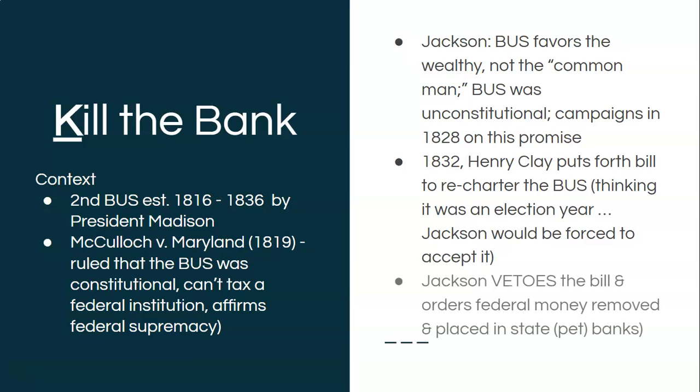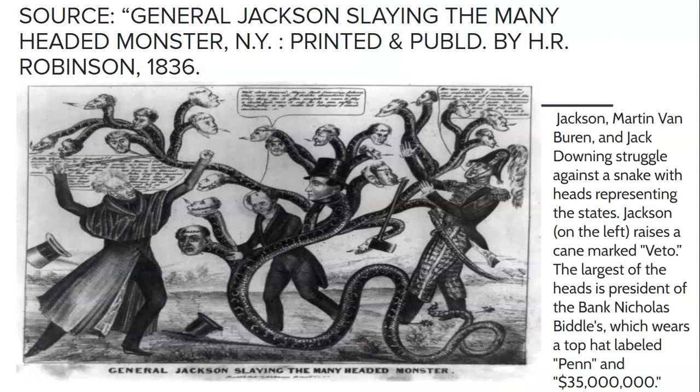However, Jackson actually vetoes the bill, which kills the bank, and he also orders that the Secretary of the Treasury takes out all of the federal money held in the second bank and place it in state-owned banks, thus killing the second bank of the United States. And it's never rechartered again.